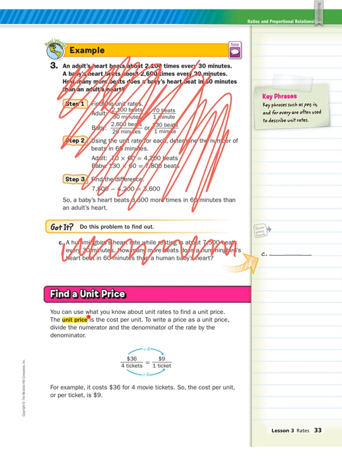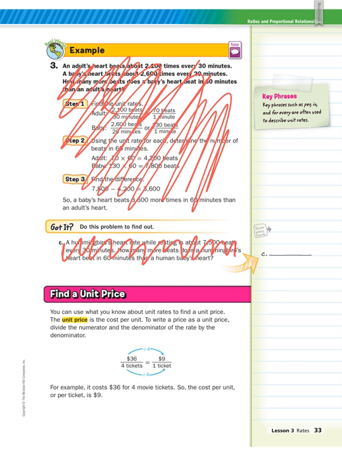Now, this says you can use what you know about unit rates to find a unit price. Now, this definition is important. A unit price is the cost per unit. To write a price as a unit price, divide the numerator and the denominator of the rate by the denominator. In other words, you're doing the same exact thing. You see how you want the denominator to be 1? Okay, that's all unit price is. We're just dealing with money. We're not talking about cups of water per cups of flour. We're talking about money for one thing. That's what it is, the cost of one thing.